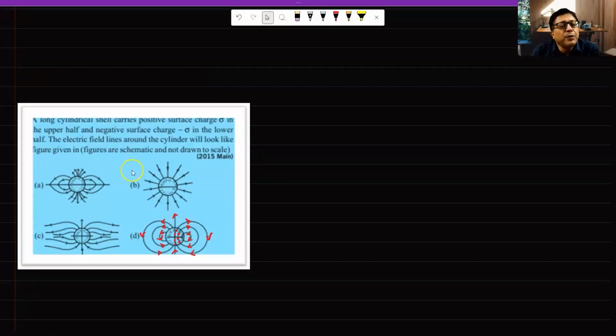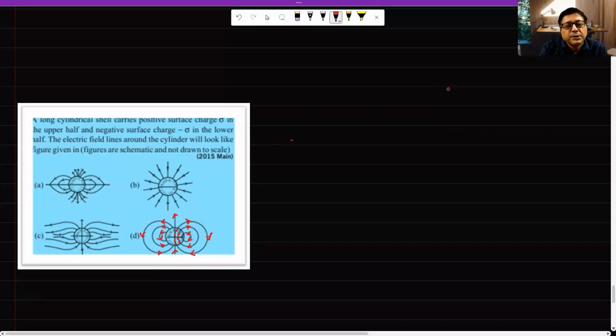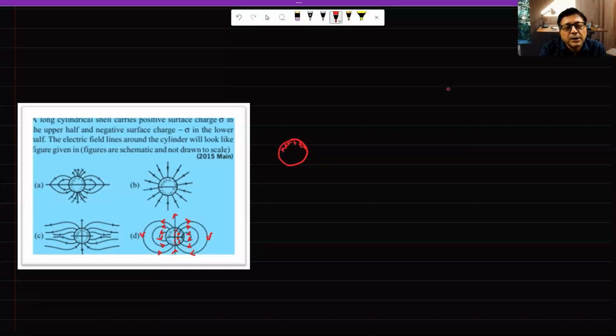Another 2015 JEE Main question. A long cylindrical shell carries positive charge sigma on the upper half, negative charge minus sigma here. The electric field lines around the cylinder will look like what? So, the cylinder: this half is positively charged, this half is negatively charged. Your problem: which situation is correct?